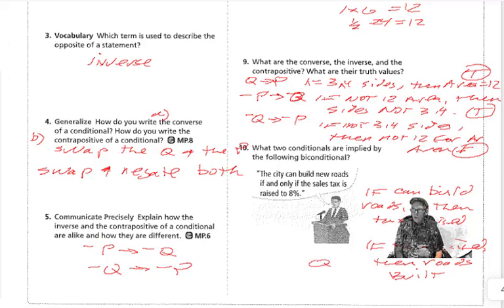So this is the QP part. This is the PQ part. So every biconditional can be written either way, in either order. Stick an if, stick a then on the end, and you can swap the parts in the middle. Okay, that's it for that.